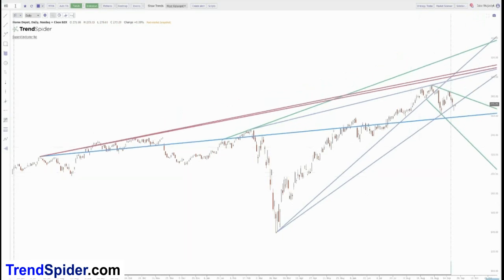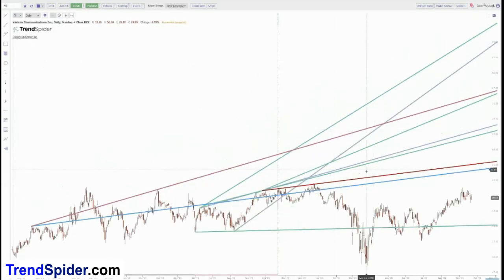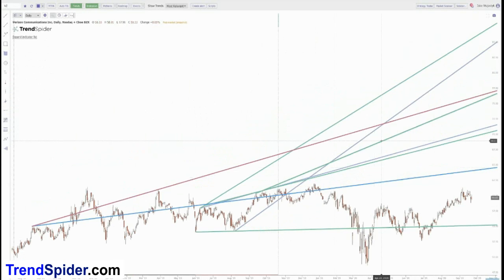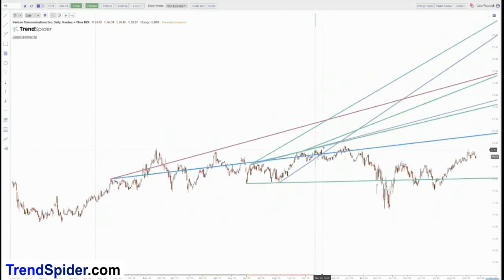If we go to Verizon, we'll pull up the chart, and one thing that I want to mention here is the system will actually be time stamped. So you'll see here that these trend lines were drawn way back in October of 2019. That shows how long it's been since I've looked at Verizon. So see all these trend lines here. These were drawn way back in the day, a year ago almost.